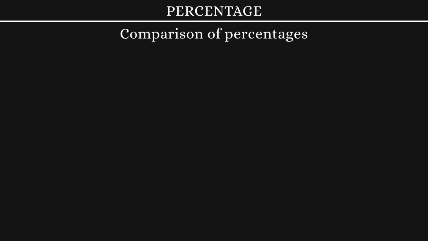Let's say we have 48% and 55%. We obviously know that 55% is more than 48%. But now let's look at this condition. 48% of 50 and 55% of 40.